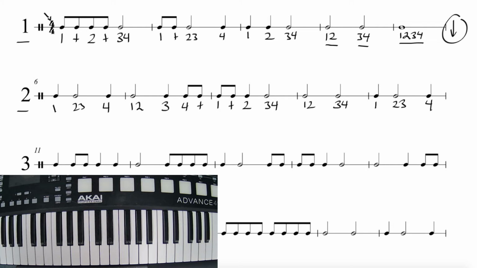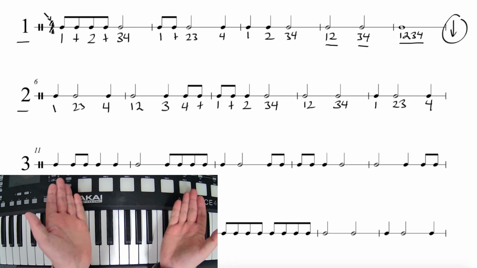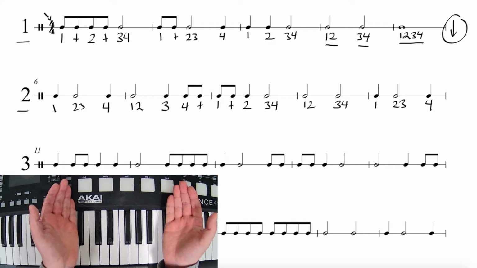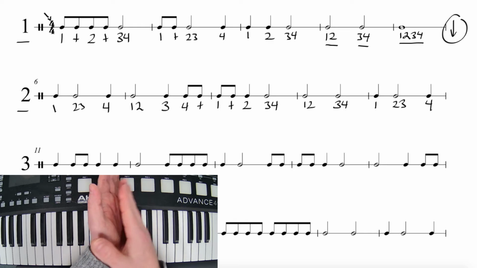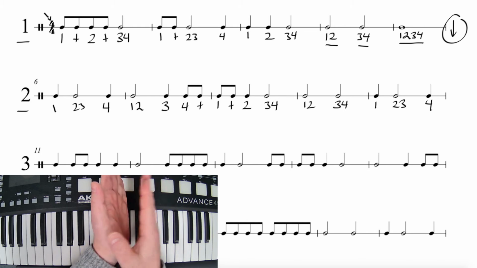Here we go. Number 2. All together, you're clapping and counting with me. You basically just copy me. 1, 2, 3, 4. 1, 2, 3, 4. 1, 2, 3, 4. And 1 and 2, 3, 4. 1, 2, 3, 4. 1, 2, 3, 4.